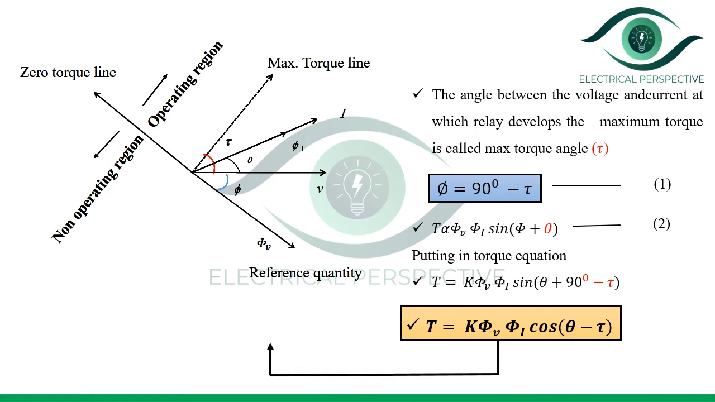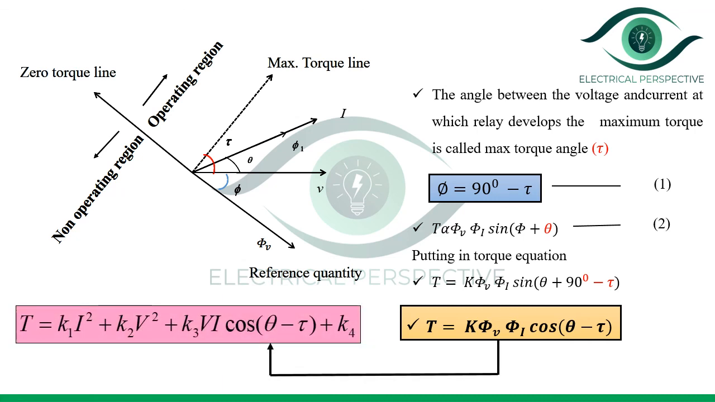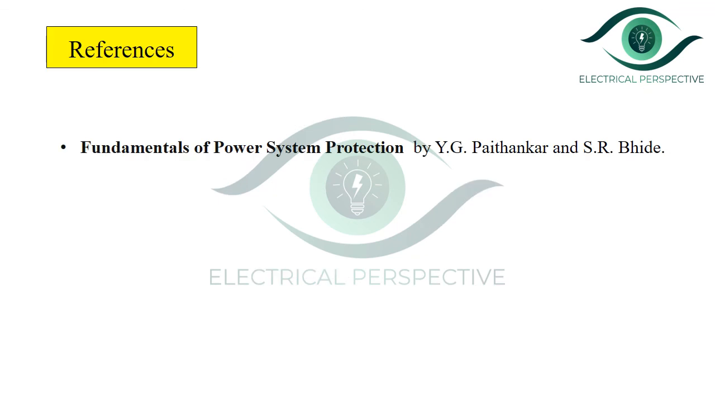When you refer to the universal torque equation, you can see this term is the element which produces the directional torque. These are the references.